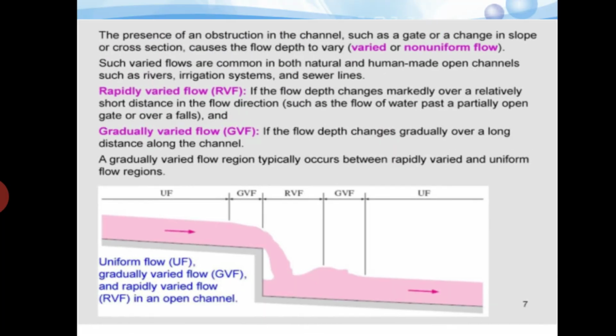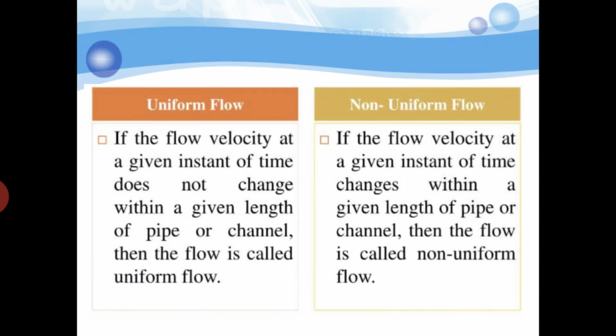I'll repeat. The presence of an obstruction in the channel, such as a gate or a change in the slope or a cross section, causes the flow depth to vary. That is called non-uniform flow. Okay. Then, so here the difference between uniform flow and non-uniform flow. I already explained about that one. You can see the difference here.